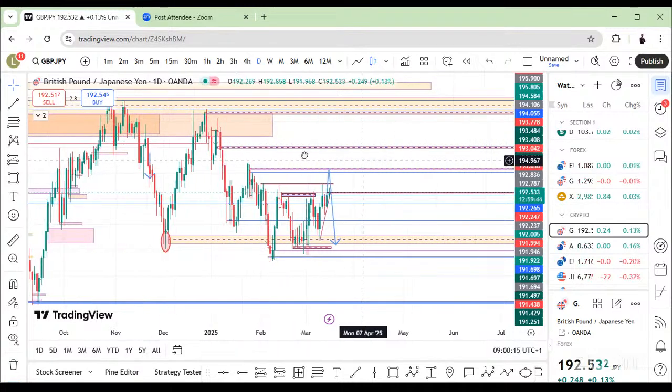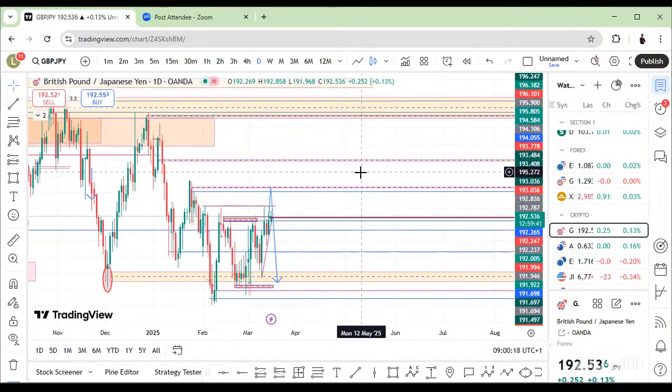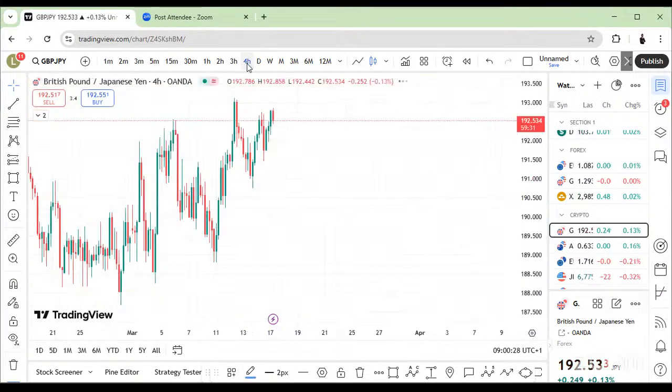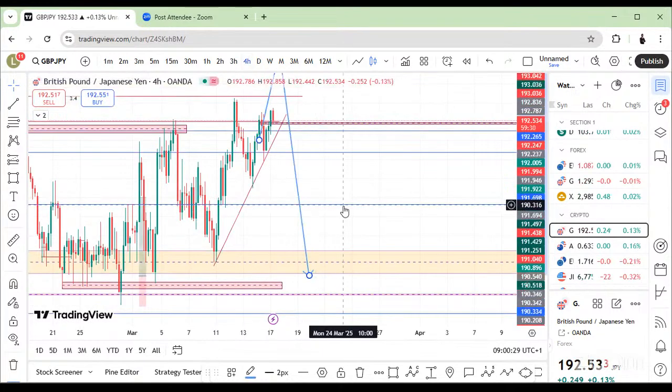But remember, the move we are expecting on the yen basket is just a little bit of retracement to the downside before going to the daily time frame and the final move down. So what we should expect on the GBP JPY on the 4-hour should be something like this.